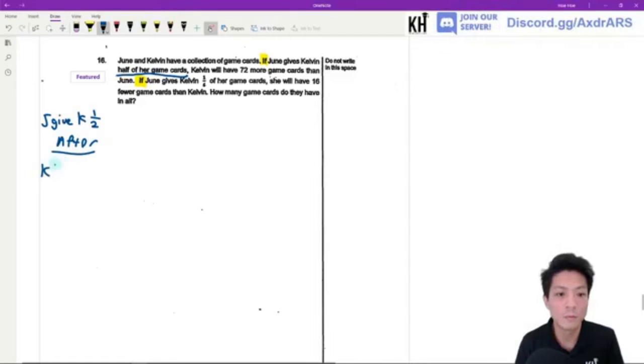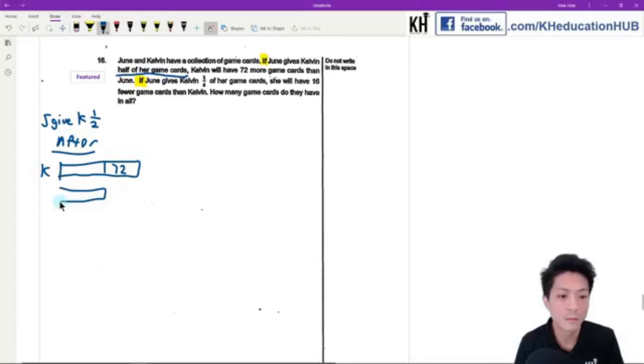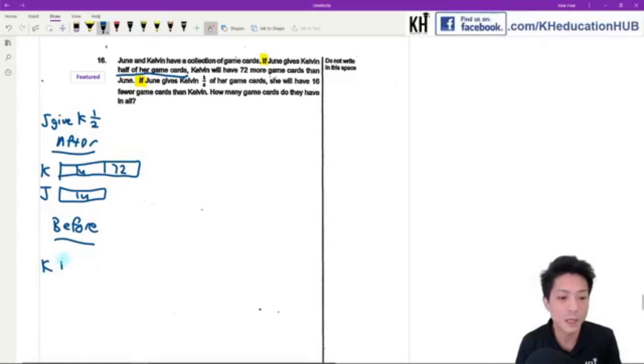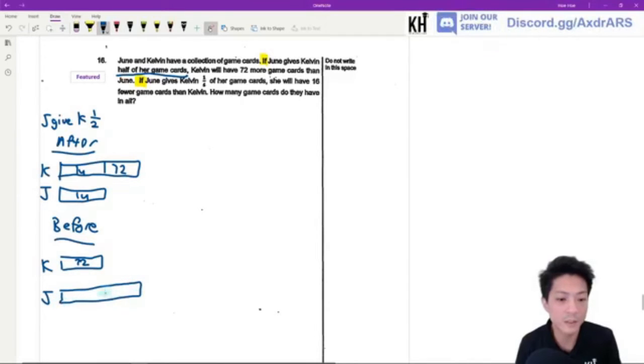Kelvin will have 72 more, so I'm going to draw a model and cut out a 72. This part will be for J. Which means that before, we're going to return this whole one unit to J, which means that K will have a 72. J will basically have 2U, 1U, 1U. Okay, this 72 is not equal to the one unit.